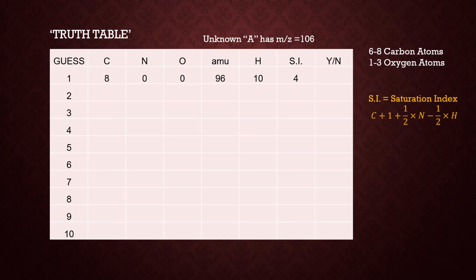And so I put in 8 carbons, 0 oxygen and nitrogen. I get 96 for the AMU. I need 106, so I add 10 hydrogens. And when I calculate the saturation index, it's 4.